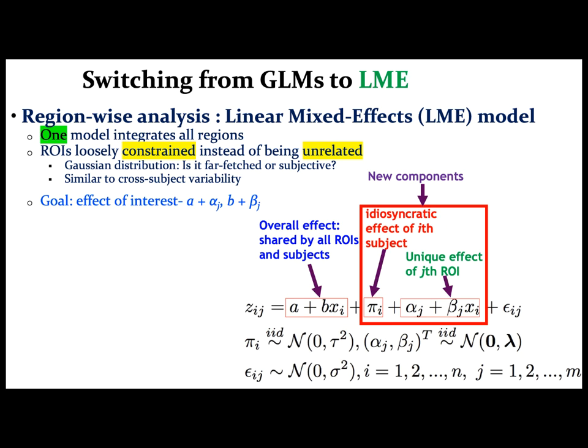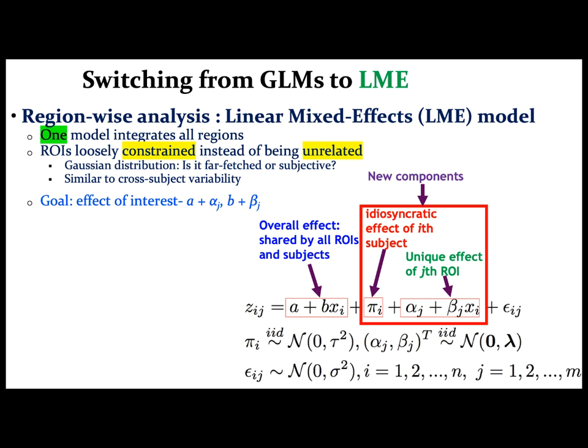But the problem is, when we solve this system, we get the estimate of A and B, right? But we don't get those individual random effects. We only get the variances: the variance for cross-subject variability, the variance for cross-region variability. So we estimate A and B, but we cannot say anything about those individual subjects. We cannot say anything about each individual ROI. Remember, J is for regions.